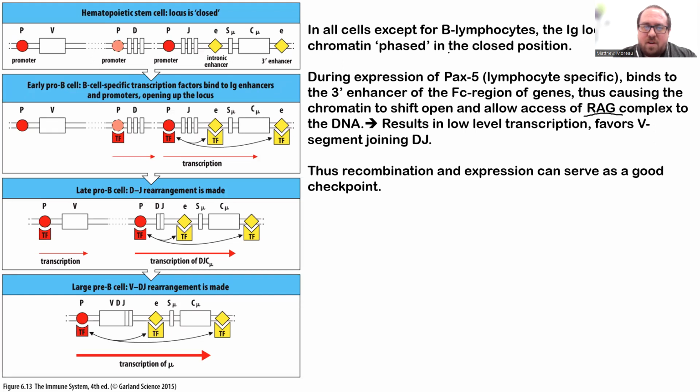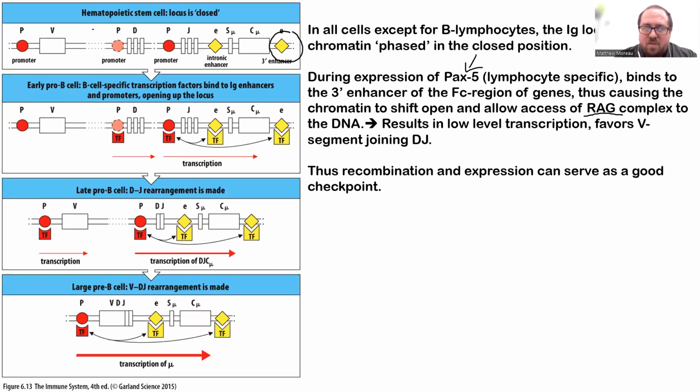So when B lymphocytes are developing, the immunoglobulin locus in the chromatin is actually in the closed position. But then when PAX5 is activated, again, this is why it's really important as a transcription factor, it binds to an enhancer way in the 3' end. So this is the 3' enhancer, way downstream of the actual promoter.